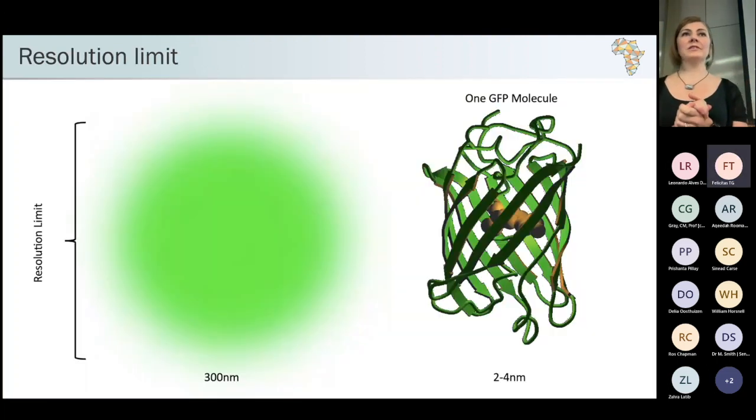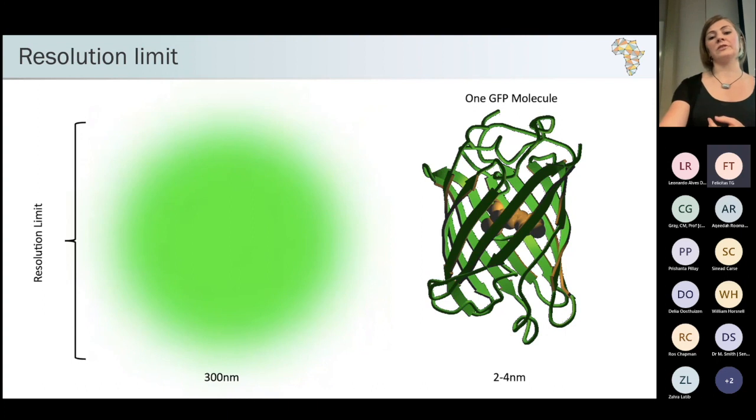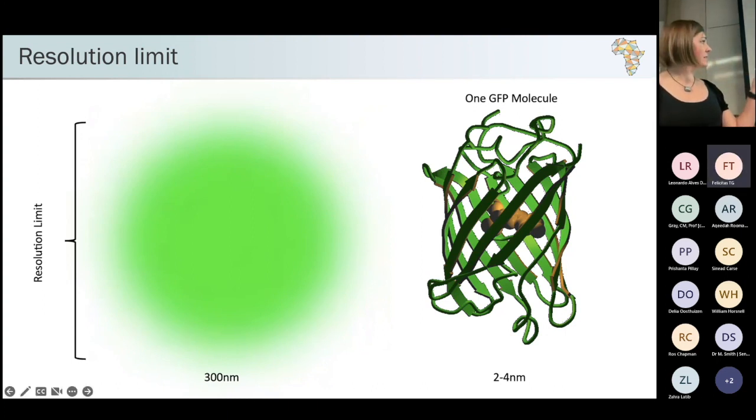Sometimes you're wanting to go smaller and not bigger, and there is a resolution limit in microscopy. If you think about that bright green spot on the left, it would be what you would be seeing from a molecule on your fluorescent microscope. There's a bit of a size discrepancy. That spot on the left is typically about 300 nanometers in diameter. Your one GFP molecule is 2 to 4 nanometers in diameter.